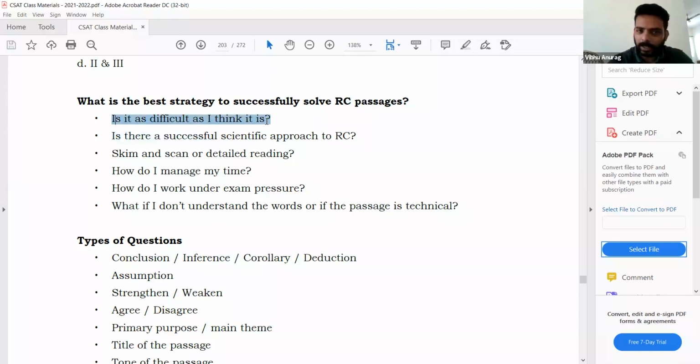I will give you an approach, and you can follow that approach, and you'll get most of your answers correct. And yes, there is a very scientific approach to RC, a very logical step-by-step approach to solving comprehension-based questions, which we'll be discussing in the class. So when it comes to the steps of solving these passages, number one question: should I skim and scan through the passage, or should I read it in detail? What do you think? Should we skim or should we read in detail?